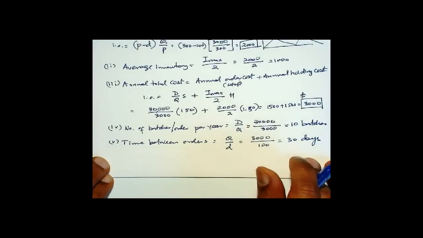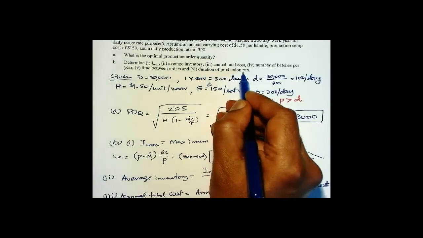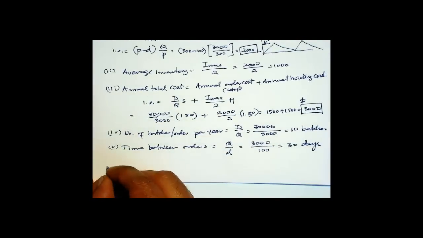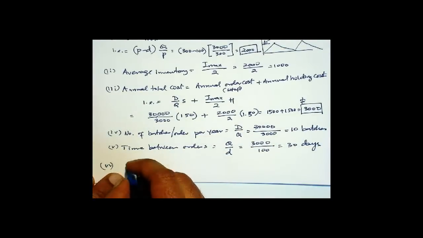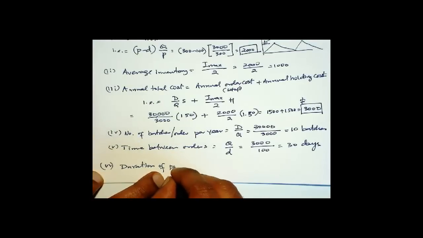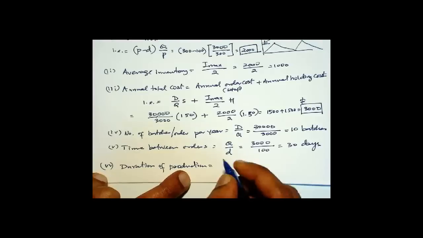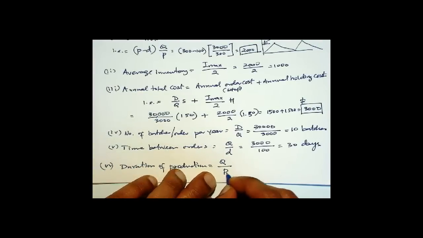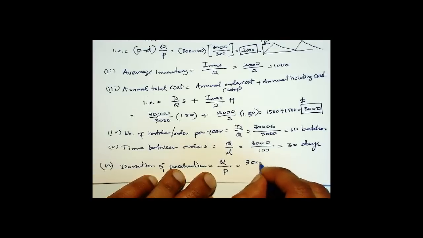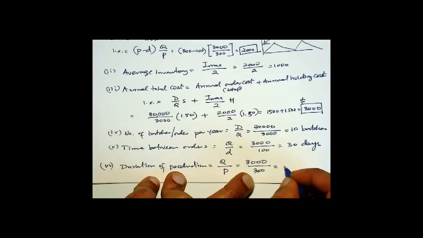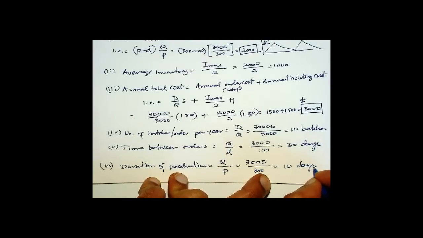Then finally, the duration of production run. How long will one production run last? Duration of production or length of production is how many units we have to produce and what is the rate at which we will be producing. So that is 3,000 divided by, we will be producing at the rate of 300, so 10 days.